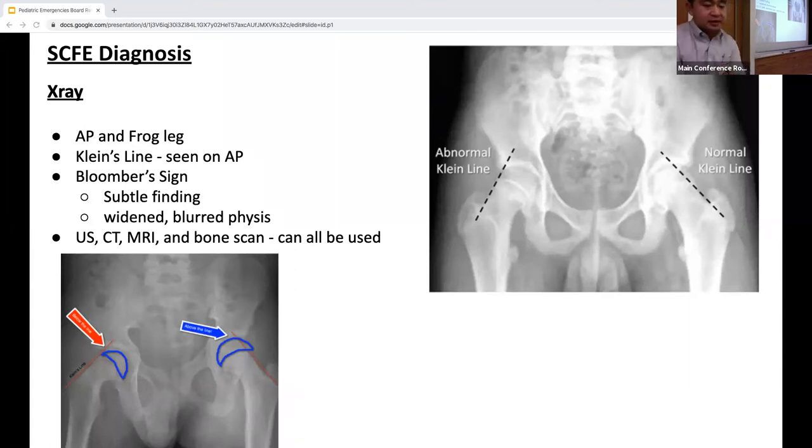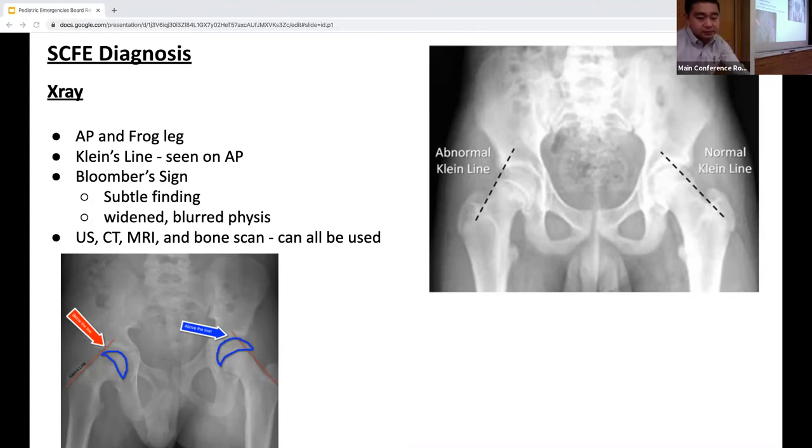You might see Blumensaat sign as well. That's widening of the physis, and that could be a subtle finding in diagnosis of SCFE. So that's why it's important to get both hips, like get the contralateral hip, just because you might see these subtle signs in the widening of the physis. It might not be an obvious Klein sign for a diagnosis of SCFE. Adjunct imaging includes ultrasound, CT and MRI, but the first thing you're going to do, especially in the ED, is an X-ray.